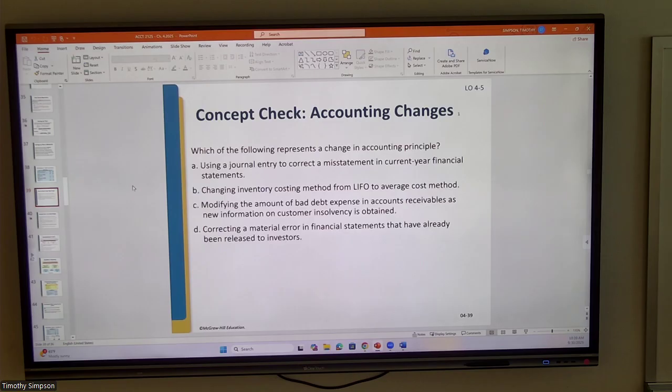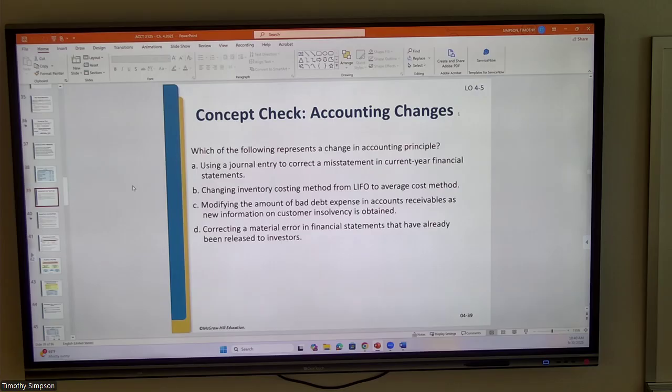Now let me go back here, because this is where we left off last time, where we talked about why there would be differences in measurement, and some of it could be due to things like change in accounting principle, changes in estimates, things like change in the reporting entity itself. So change in accounting principle is this idea that we're applying a different principle to the same activity that we were before for whatever reason. The example given in the text was changing from FIFO to LIFO, or LIFO to average cost, or whatever it is. And so which of the following represents a change in accounting principle?